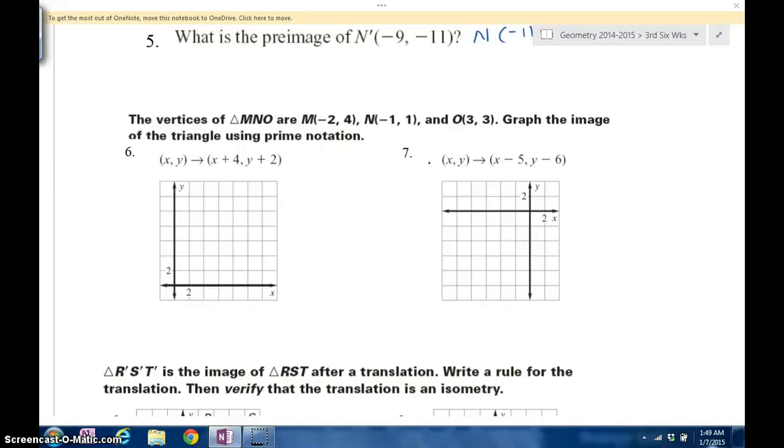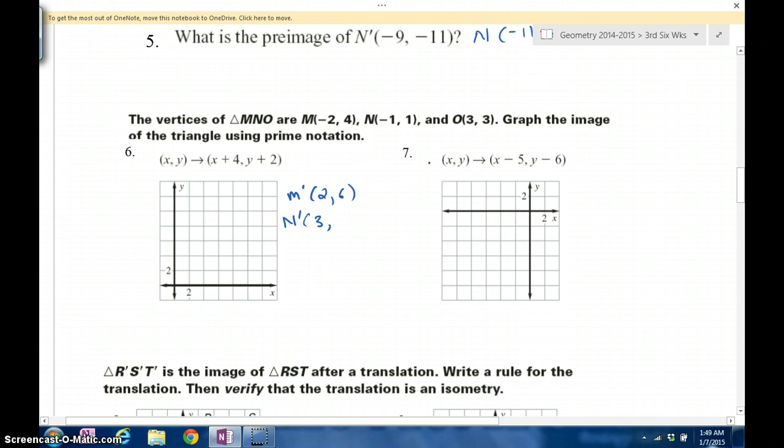Alright, so negative 2, 4. And then we're going to apply this rule. So M prime here would be negative 2 plus 4, which would be positive 2. And 4 plus 2 would be positive 6. N prime, following this rule, will be negative 1 plus 4, which is 3.